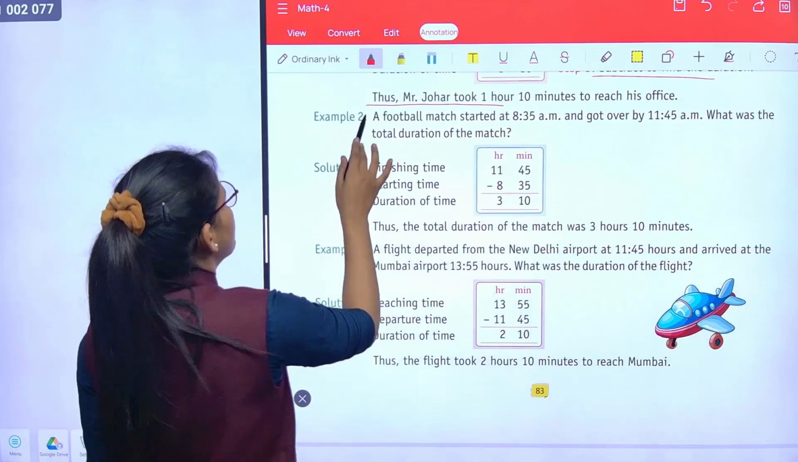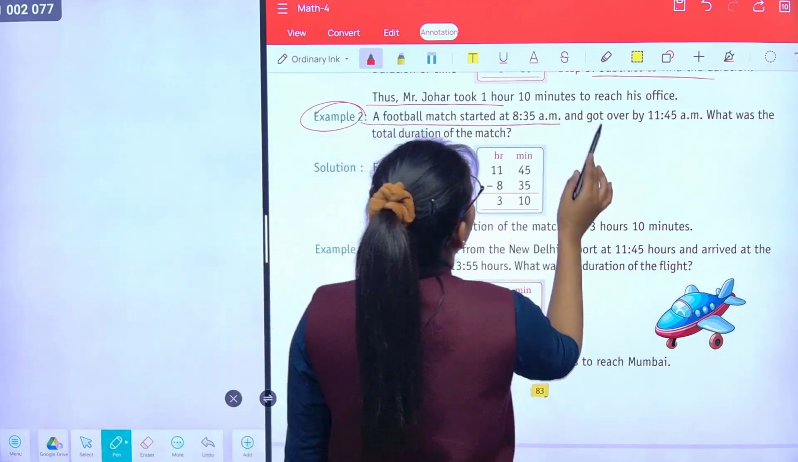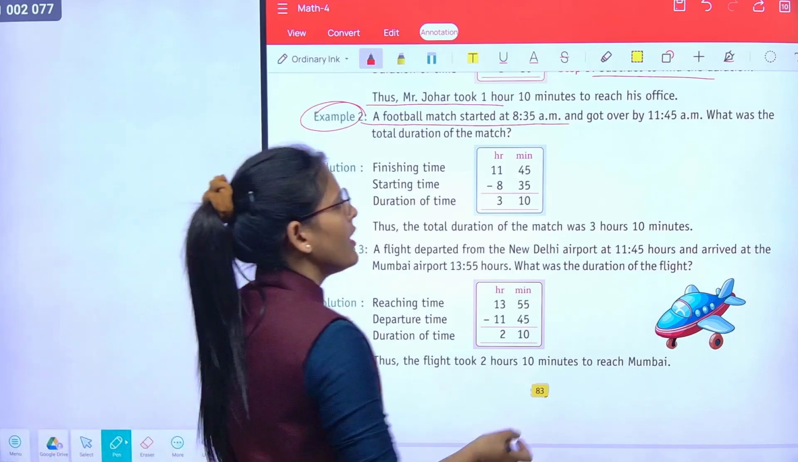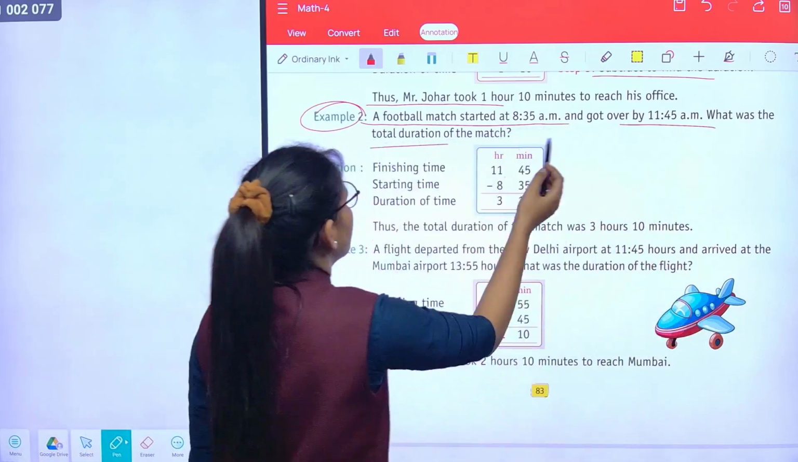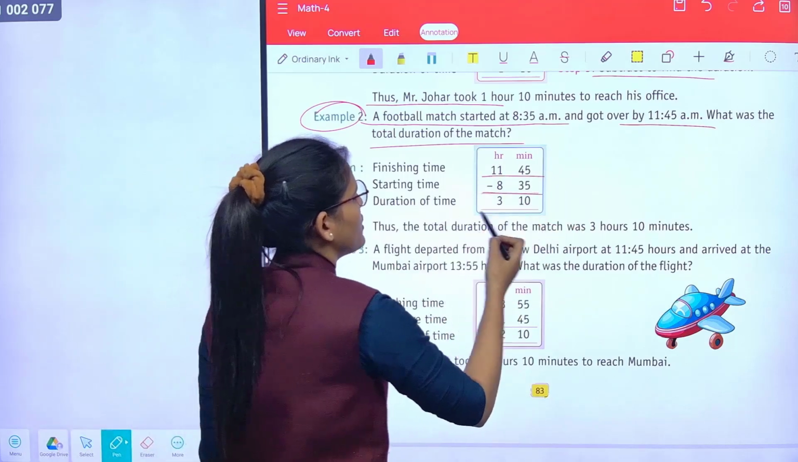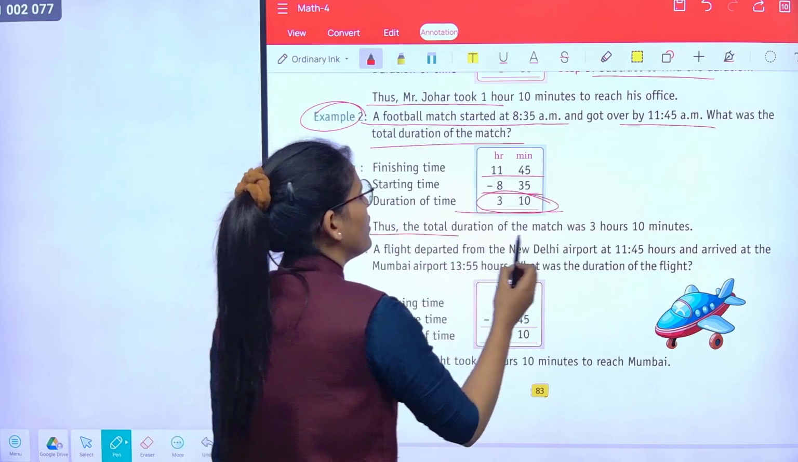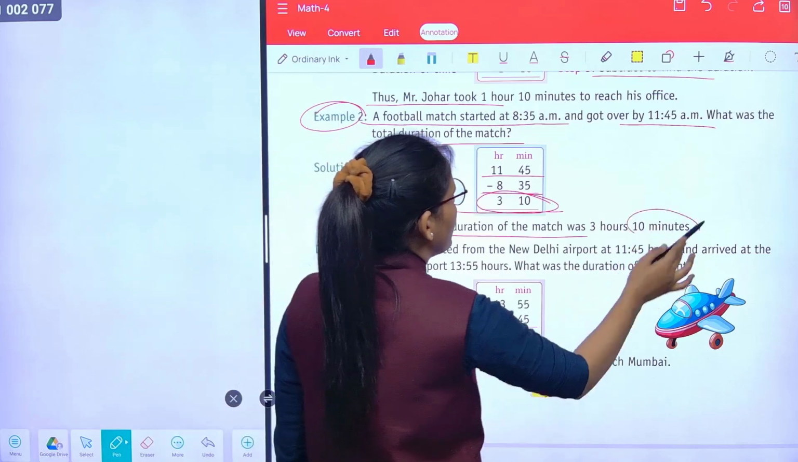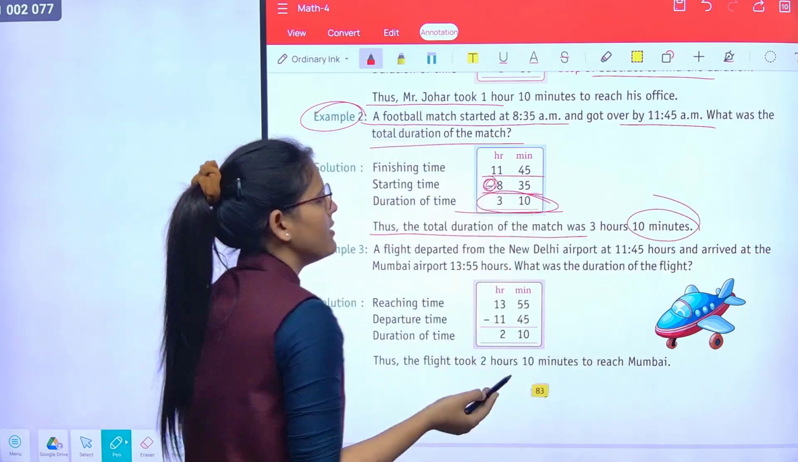Now example number 2, a football match started at 8:30 a.m. and got over by 11:45 a.m. What was the total duration of the match? Finishing time, starting time. So thus the total duration of the match was 3 hours 10 minutes. हमने क्या किया यहाँ पर? Subtraction means minus किया है.